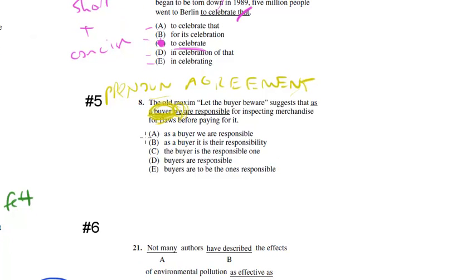As a buyer, we are responsible. That's wrong. As a buyer, it is their responsibility. Nope, that makes the same error right there. The buyer is the responsible one. Not great. The old maxim, "with the buyers beware," suggests that buyers are responsible. Yep, that's good. And then E, buyers are the ones responsible. No, not really. That doesn't make any sense.